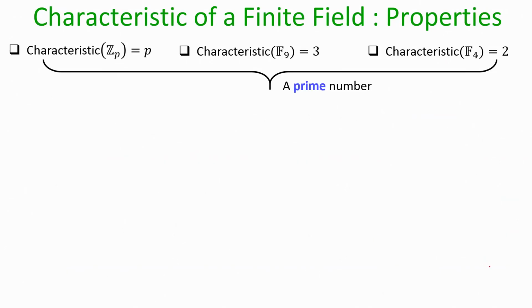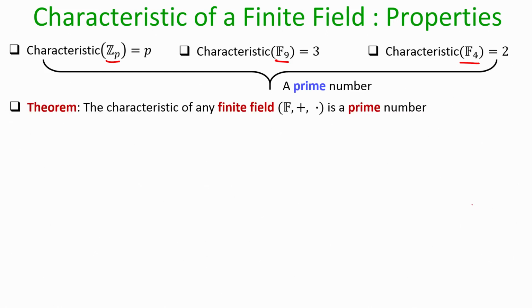So, we have seen examples of 3 fields in this lecture, the field Zp, the field F9 and the field F4, and the characteristic of each of these fields is a prime number. Now, you might be wondering, is it accidental or is it in general always the case? It turns out that this is not accidental, and indeed this is the case for every finite field. We can prove the following: if you take any finite field F with an abstract plus and dot operation, then its characteristic is always a prime number. It can't be a composite number. And at least the theorem is true with respect to the examples that we had seen already in this lecture.